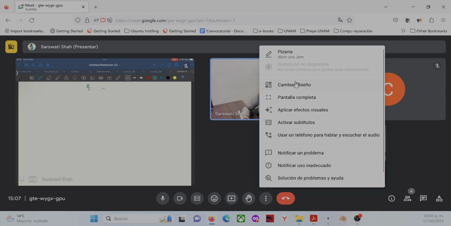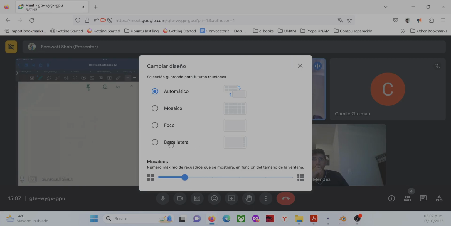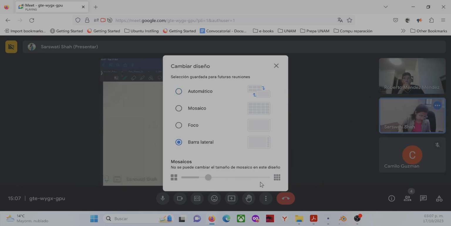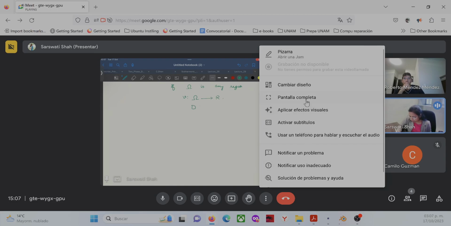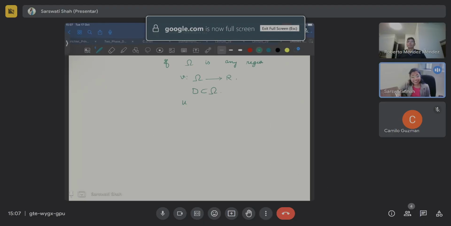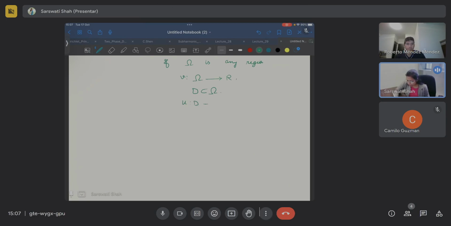If omega is any region and V is a function from omega to R. Now define a subregion D of omega, and U is a harmonic function defined from D to R, and U is continuous on the boundary of D, and it is defined in such a way that V is less than or equal to U on D, and also V is less than or equal to U on the boundary of D.